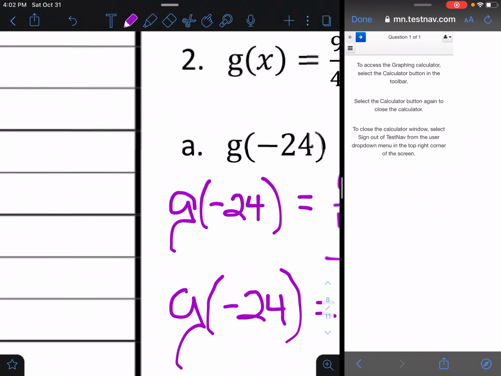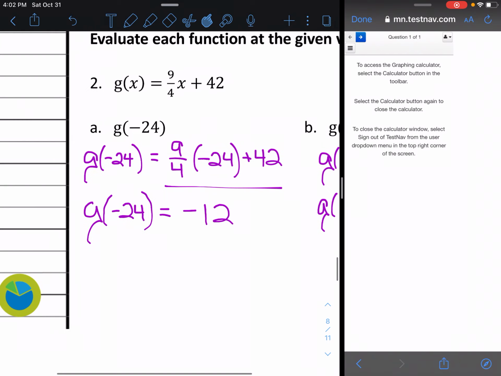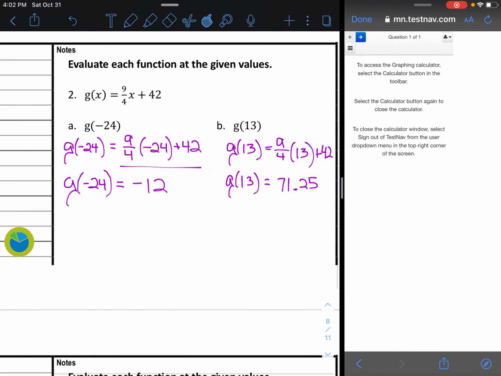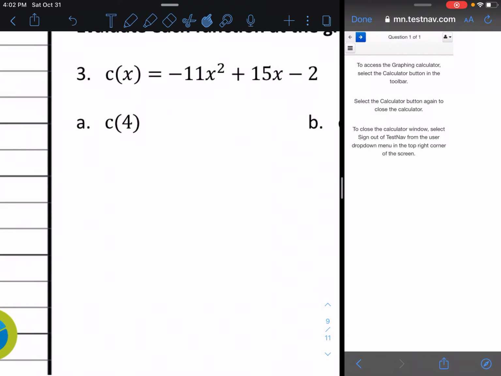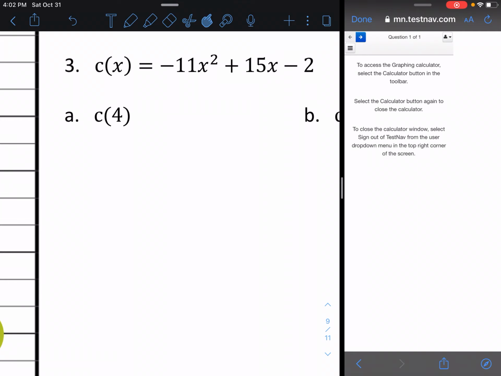Okay, so then there's really only one other kind with these that can be a little tricky, and that's one of these types of problems where you'll see a bunch of terms, in this case 3 different terms, and it says c of x is equal to negative 11x squared plus 15x minus 2. Okay, so it sounds complicated. It's not that bad.